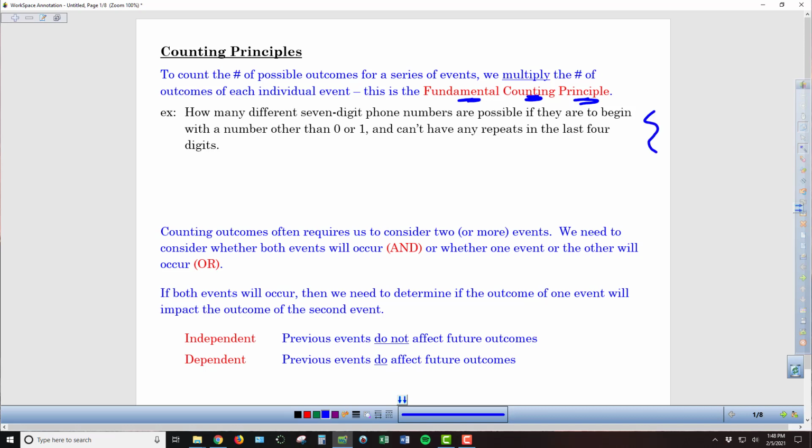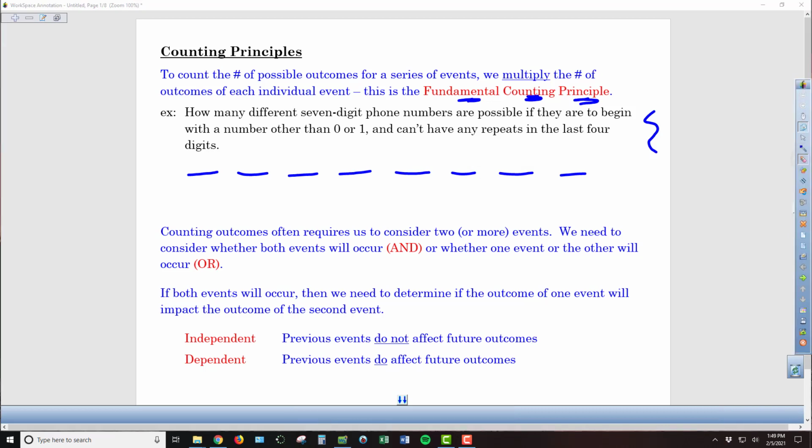So we want to know how many different 7-digit phone numbers are possible if they're to begin with a number other than 0 or 1 and can't have any repeats within the last 4 digits. So we can set up a set of blanks here for us to fill in. So we've got 7 choices, and we have to determine how many options we have at each of those 7 choices, each of those digits.